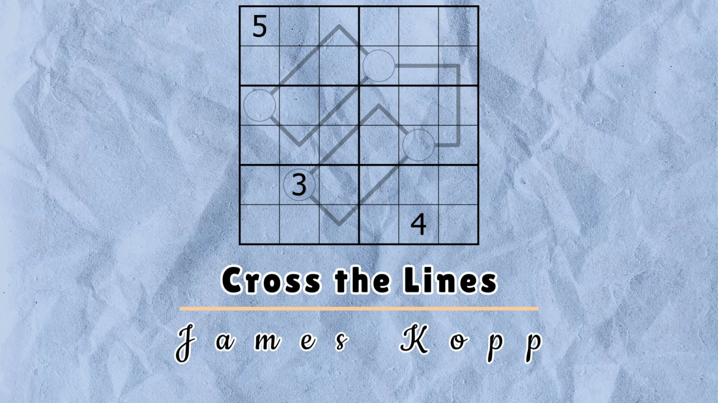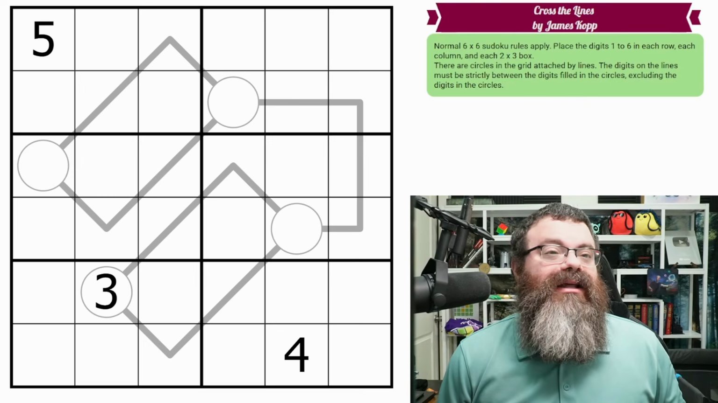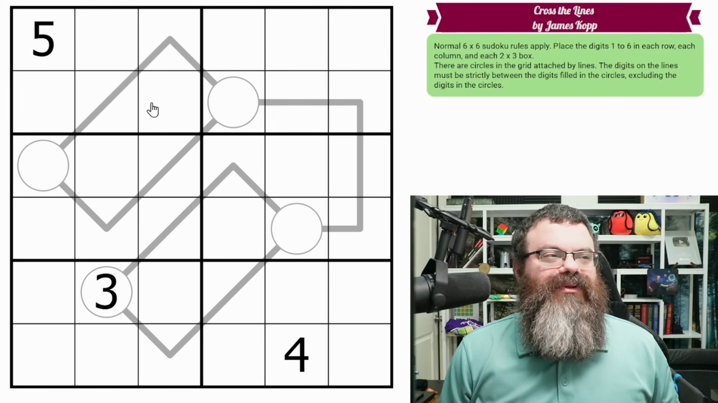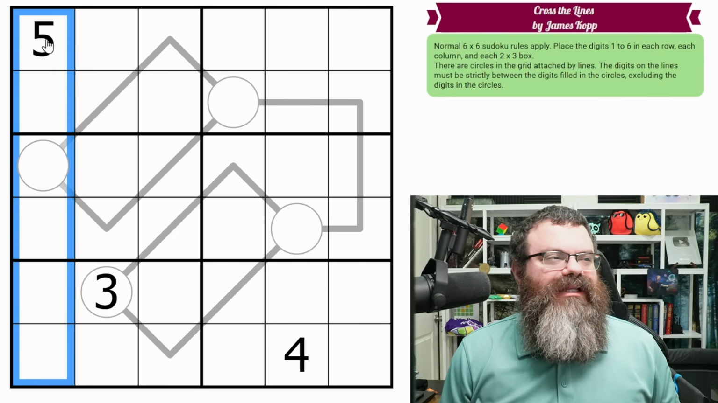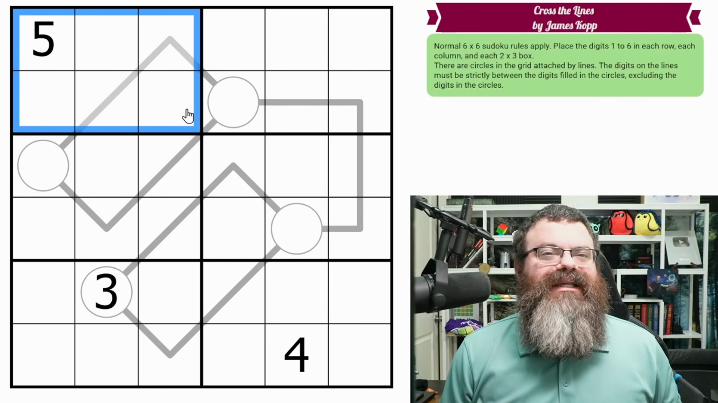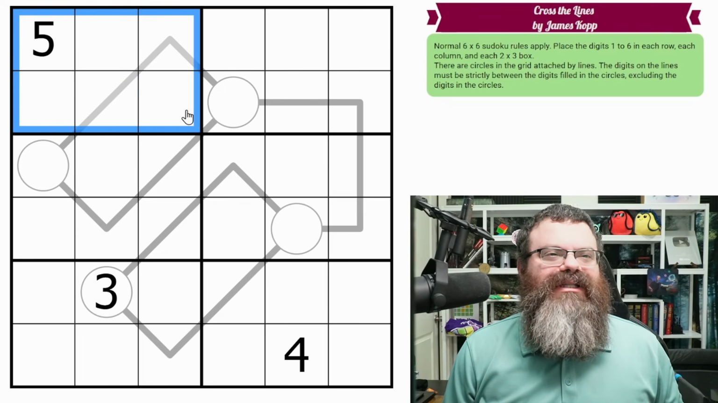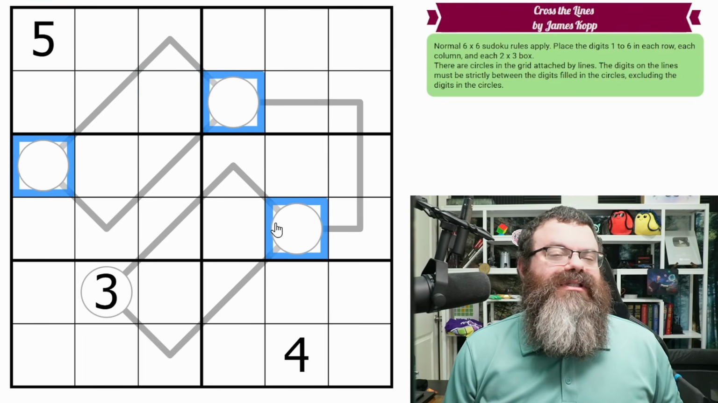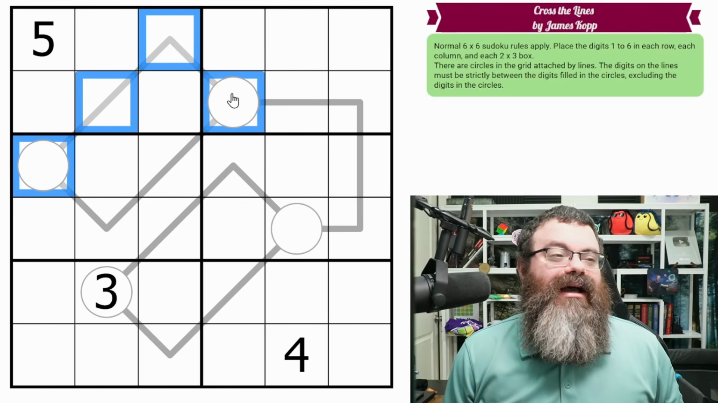Hello, let's continue our Sudoku adventure with Cross the Lines by James Kopp. So we have normal 6x6 Sudoku rules. That means in each row, each column, and each 2x3 box, we are placing the digits 1 to 6 exactly once each. We also have these circles in the grid connected by lines.